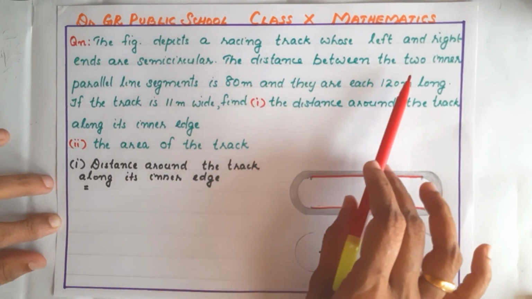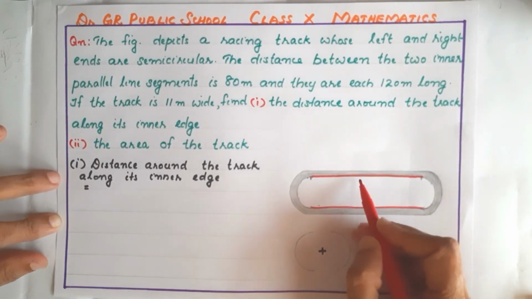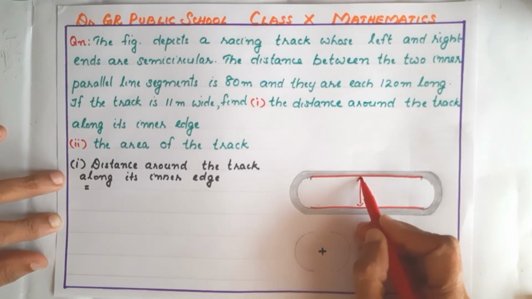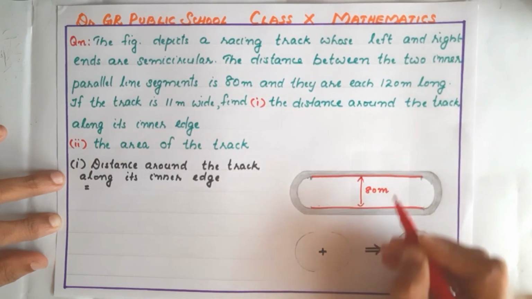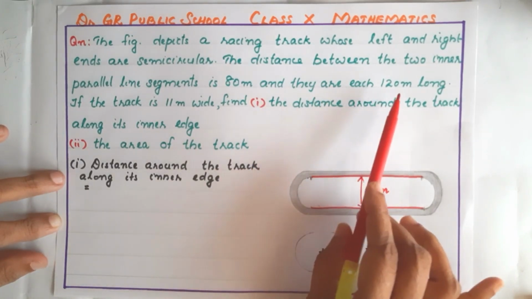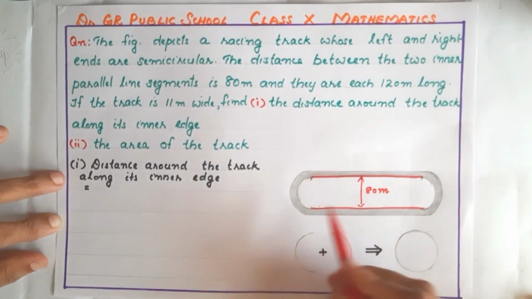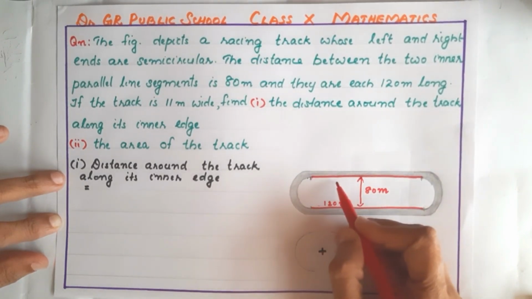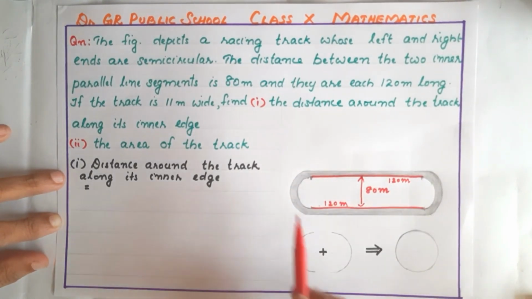The distance between the two inner parallel line segments means the distance between these two lines, this distance. These parallel lines are at a distance of 80 meter. Then what is given? And they are each 120 meter long. That means the length of both parallel lines is 120 meter. So here this is 120 meter and here also it is 120 meter. Okay, these are the given measures.